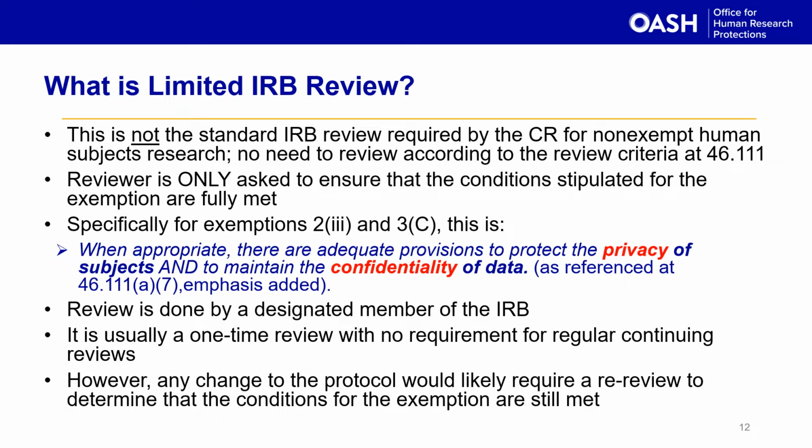Continuing review is not required for studies that qualify under Exemptions 2 and 3, meaning that there's no annual requirement to evaluate the study. But please note any changes to the study that alter certain elements, such as the identifiability of the subjects or manner in which data is recorded, may trigger a new review and determination. Just because an activity is initially determined to be exempt does not mean that it will always be exempt. The criteria must be continuously met.